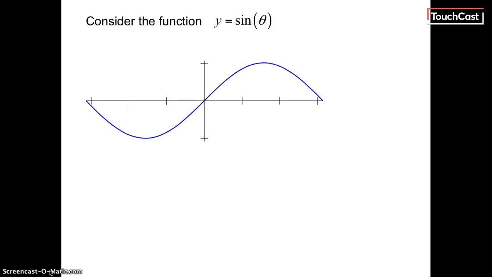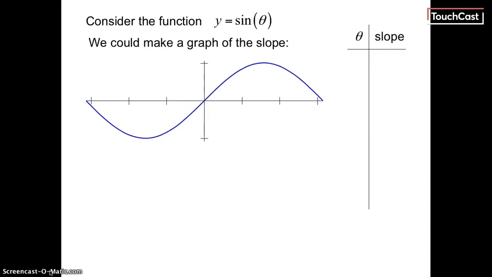I'm going to try to figure out the slope at different places along this curve. So if you look back here where theta equals negative pi, and you tried to draw on the tangent line, you could zoom in on your calculator and find out that the slope is about negative 1. So I'm going to graph the point, negative pi, comma negative 1. I'm going to try to make a picture of the slope function, the derivative.